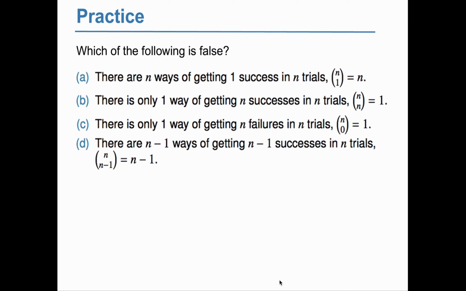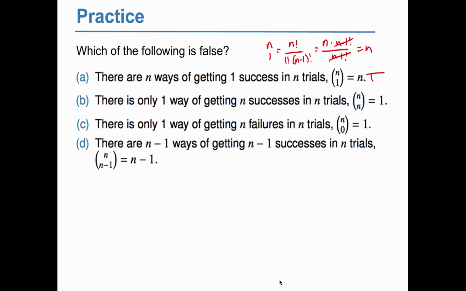Okay? So which of the following is false? There are n ways of getting 1 success in n trials. Right? So n choose 1 is going to be n factorial over 1 factorial times n minus 1 factorial. N factorial is n times n minus 1 factorial, over n minus 1 factorial, means the n minus 1 factorials cancel out, and that is equal to n. So that one's true.